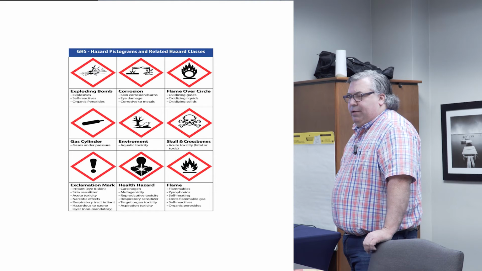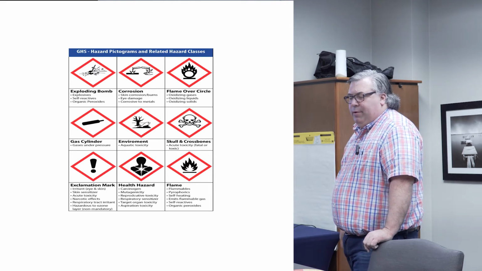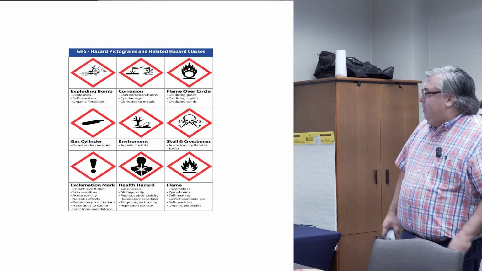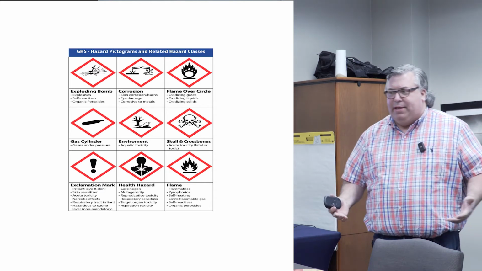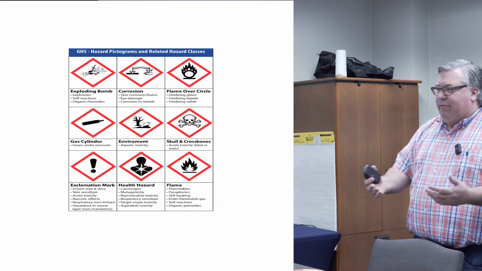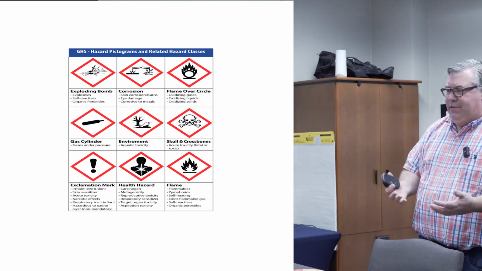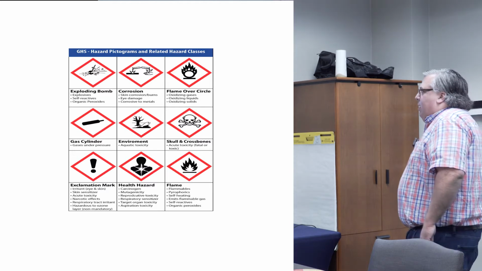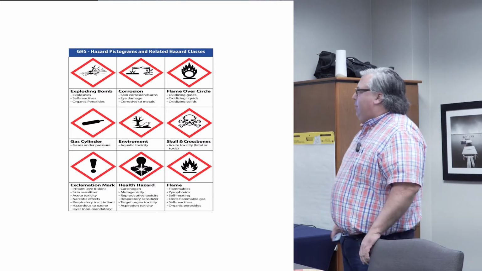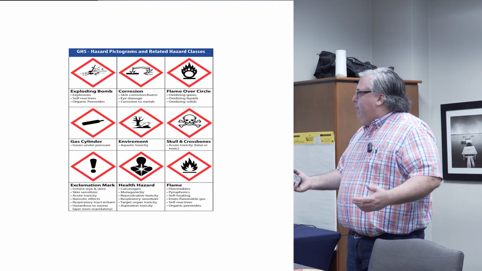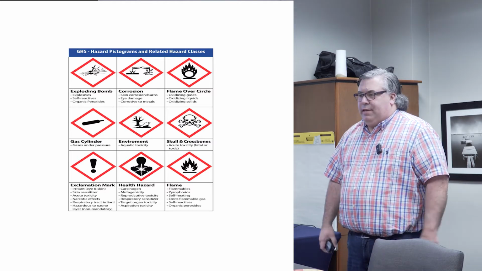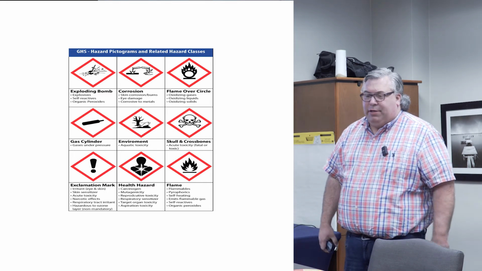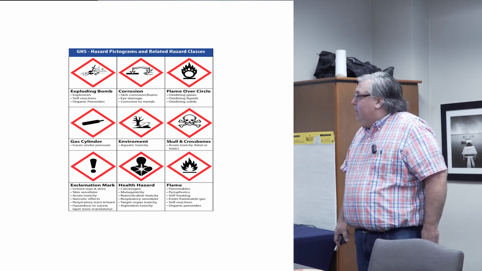And here are all the pictograms that you might see on one of these GHS labels. You'll have up in the top left there an exploding bomb. Obviously that's for something that's potentially explosive, self-reactive. Again, remember chemistry reactions can be bad news because they can give off energy. The top middle is corrosion or corrosives. So these are things that again can cause skin burns, eye damage, can corrode metals.